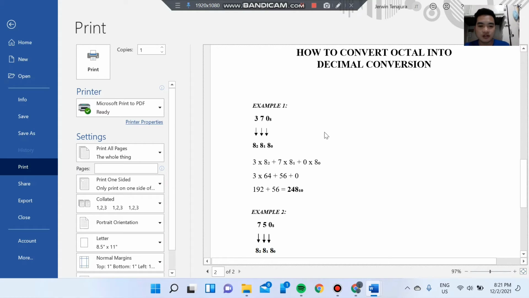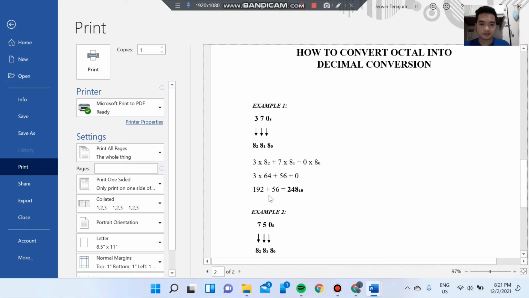So, the second procedure is we need to convert these numbers. So, 3 multiplied by 8 times 8, or 8 squared, is equivalent to 64. And 7 times 8. Since 8 to the 1 is treated as 8, 7 times 8 equals 56. And 0 multiplied by any number is 0. It's always 0. So the next step will be I need to multiply these two numbers. So 3 multiplied by 64, the answer is 192.